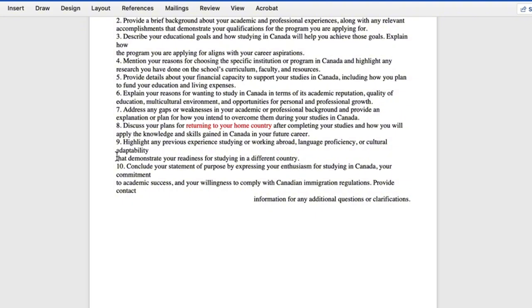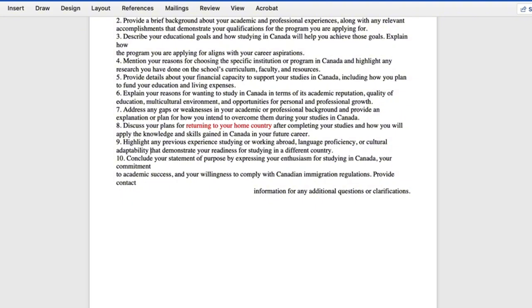The 9th point on our list is highlight any previous experience studying or working abroad. That means if you have traveled before, it's going to be very advantageous for you. And if you have gone extra miles academically, professionally, or anyhow, once you have a travel history, you get an upper hand too.